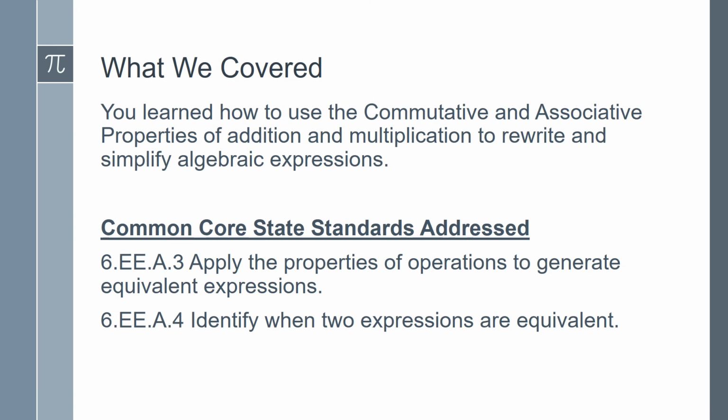Today you learned how to use the commutative and associative properties of addition and multiplication to rewrite and simplify algebraic expressions. The Common Core state standards today were to apply the properties of operations to generate equivalent expressions and to identify when two expressions are equivalent.